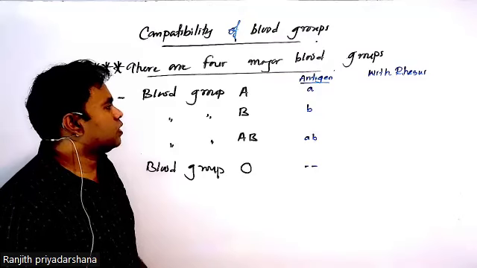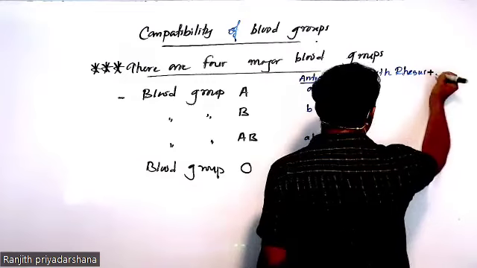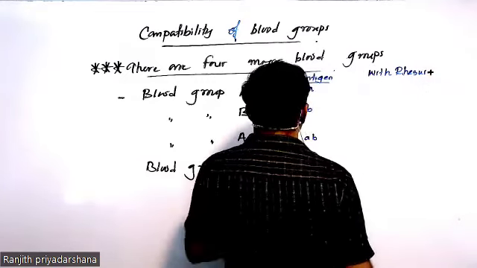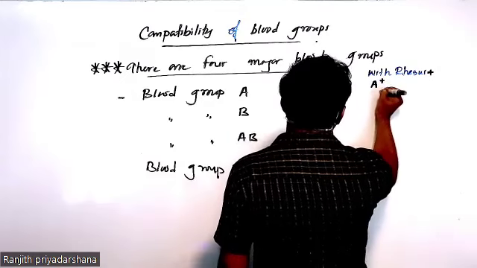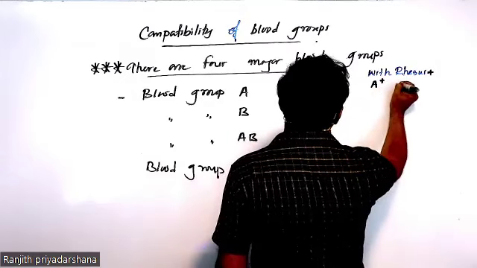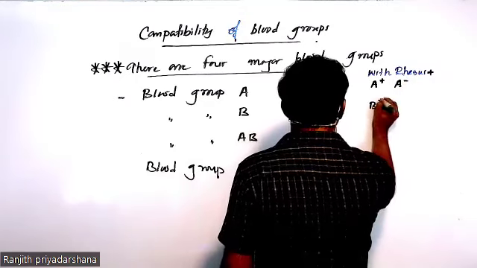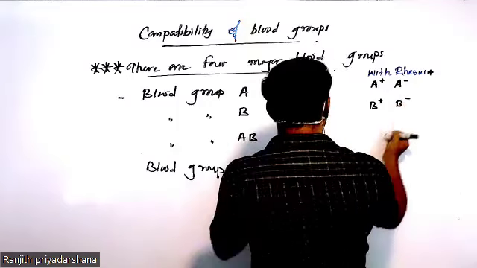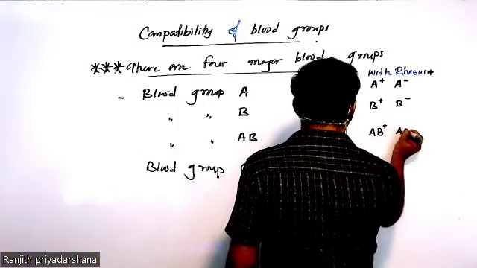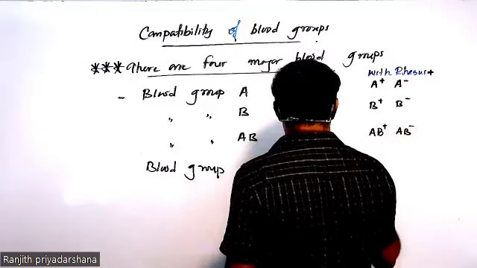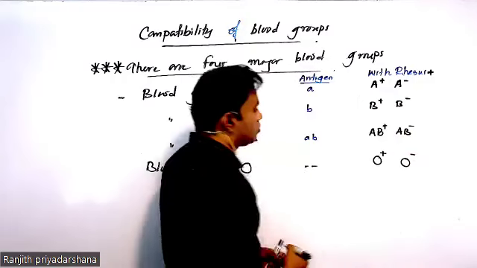With the rhesus factor present, we call it positive. If it is absent, we call it negative. Therefore, blood group A consists of A positive and A negative, B positive, B negative, AB positive, AB negative, and O positive, O negative.